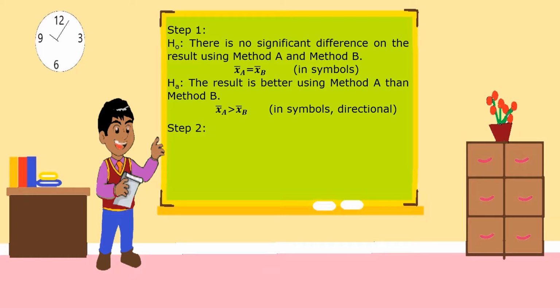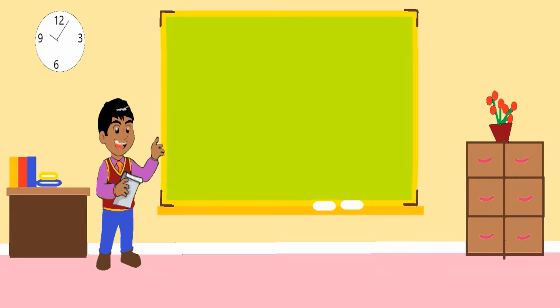Step 2, our level of significance. Based on the statement, it is 0.01. Step 3, our test statistic. The appropriate test statistic for this is the z-test for two sample case. Z-test because our sample sizes are greater than 30, 55 and 40. So z-test for two sample case.